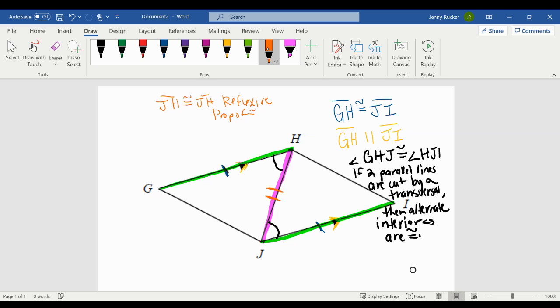And now if I look at my markings, I can see that I have side, the included angle, and a side. And that's the same for both triangles. So I can say these triangles are congruent using side angle side.